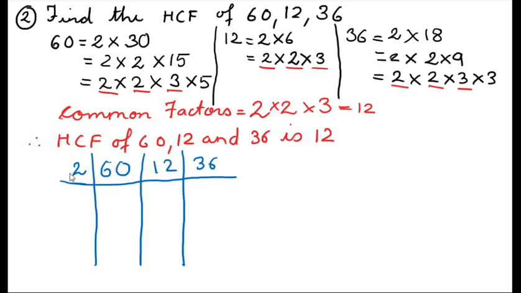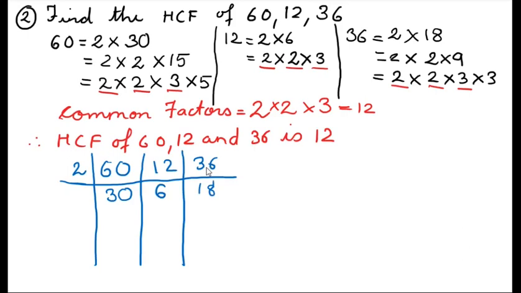Now, 2 times how much is 60? 2 threes are 6, 2 zeros are 0. So I will write here 2 threes are 6 and 2 zeros are 0. So the first quotient is 30, since 2 thirties are 60. Then 2 times how much is 12? 2 sixes are 12. And 2 times how much is 36? 2 eighteens are 36. You can see in the upper sum.